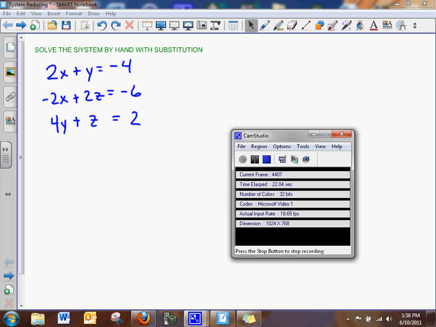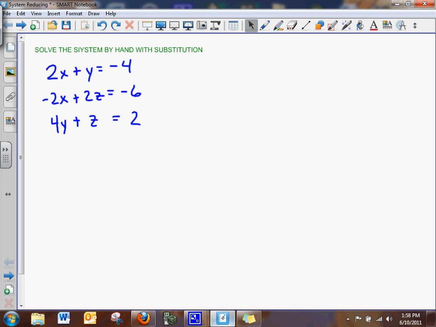This is the same as if you were to solve a 2 by 2 system with just two variables, x and y. You can use substitution to solve one of those two. This just adds a layer to it. So we're going to start just like we would start with a 2 by 2. We need to isolate one of the variables. It does not matter where we start.